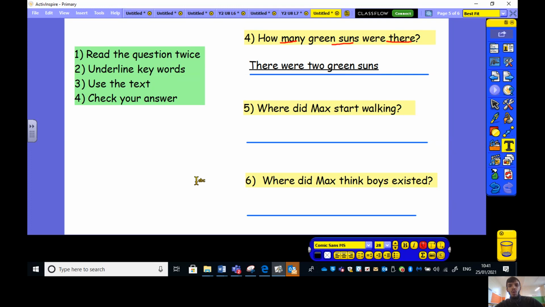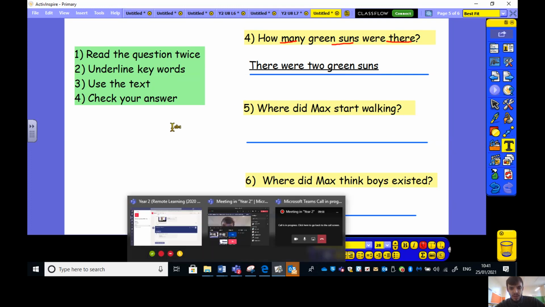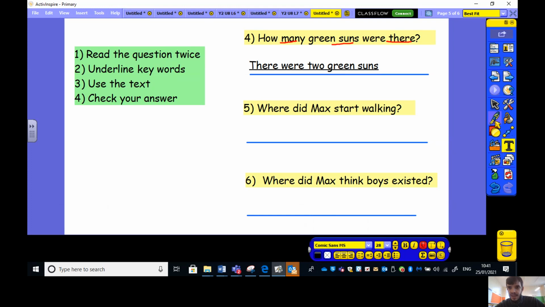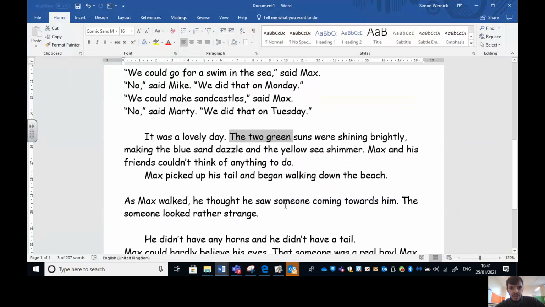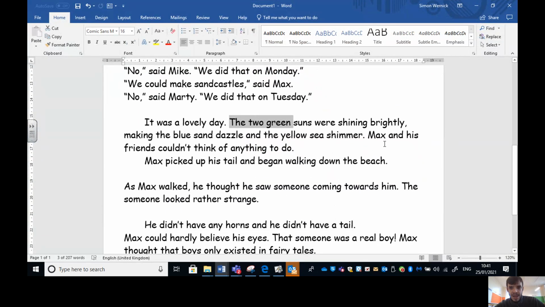Question five. Where did Max start walking? Let's go back to the text, because I need to know where he started walking. Max and his friends couldn't think of anything to do. Max picked up his tail and began walking down the beach.